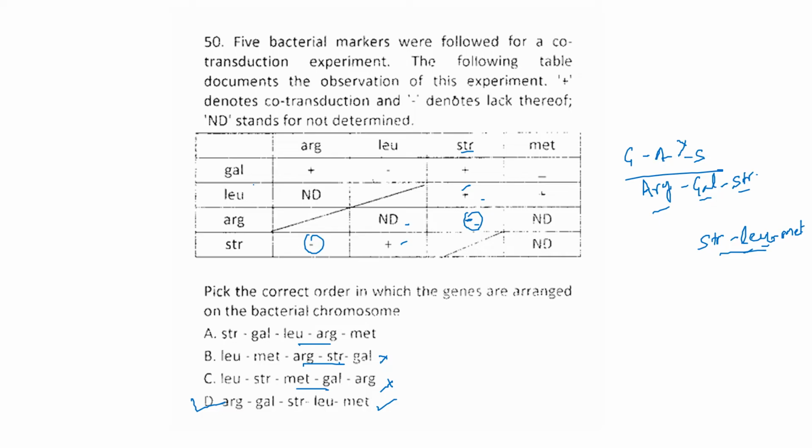This we can't say because this has not been determined. Leucine and arch is not determined. Arch and met, this has also not been determined. So this could not be said with surety. So this D is the right option.